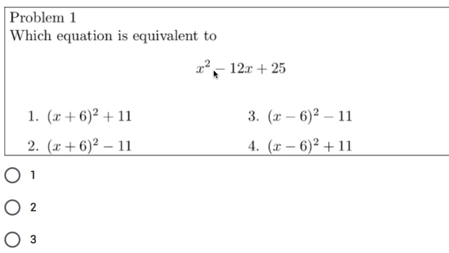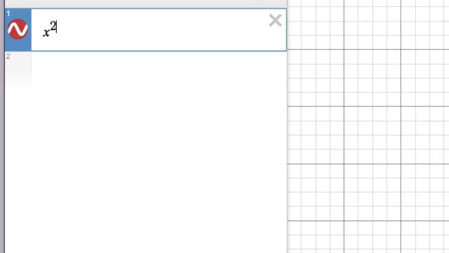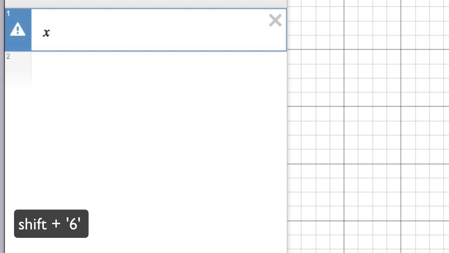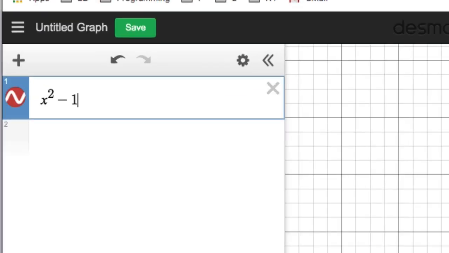So we have x squared minus 12x plus 25, and we have to look at number 1, 2, 3, and 4 and figure out which one is exactly the same. So let's go over here to our Desmos calculator. We're going to type in x squared. Remember, to put in the squared, you press Shift 6, and then press the right arrow key to get out of the exponent. You're going to put in the minus 12x plus 25.